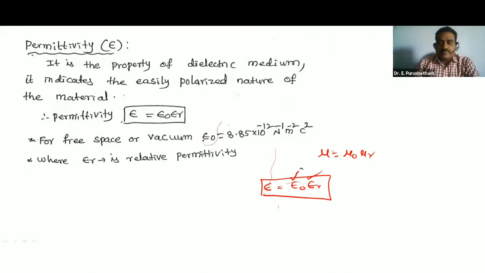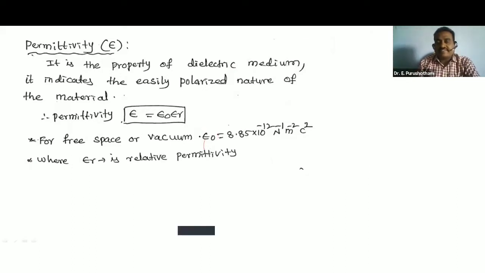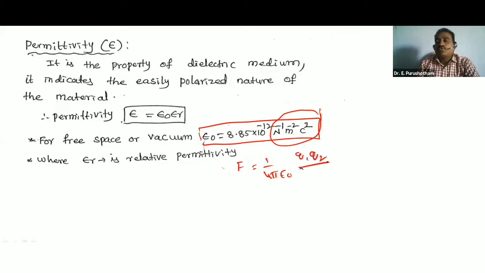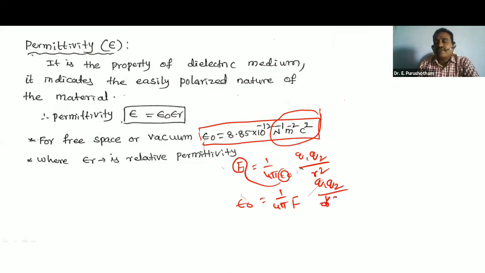Epsilon naught is the permittivity of free space, that standard value 8.85 into 10 to the power minus 12 per Newton per meter square Coulomb square. You don't have to memorize this unit by heart. According to Coulomb's law, force is 1 by 4 pi epsilon naught q1 q2 by distance square. You know this formula very well. Just interchanging epsilon naught and F, epsilon naught is equal to 1 by 4 pi into q1 q2 by F r square.